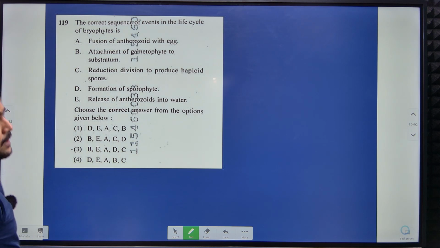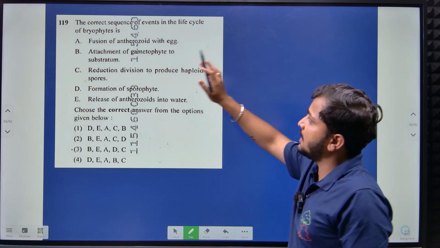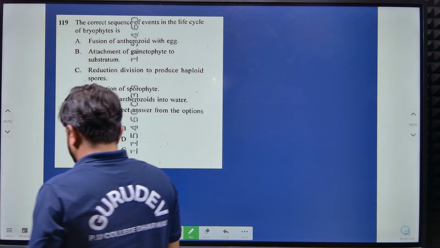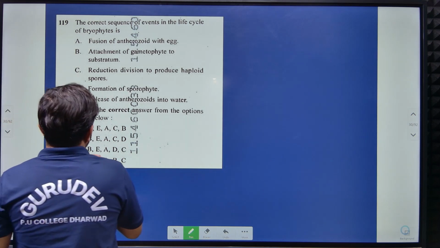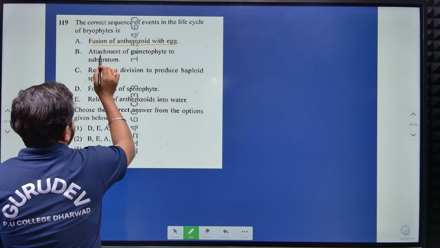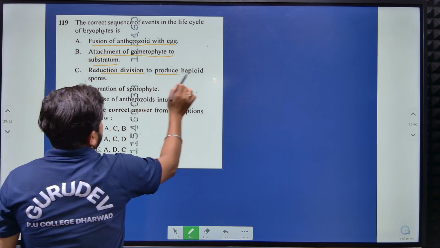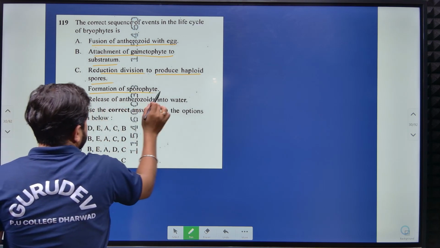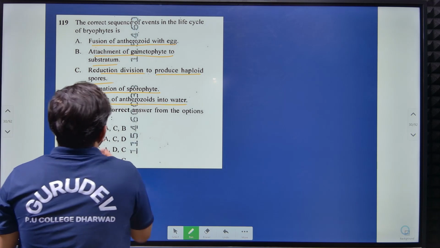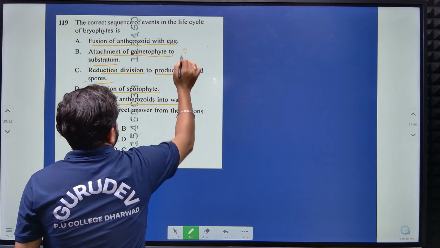Then moving on to the next question, that is the correct sequence of events in the life cycle of bryophyte, right? So the correct sequential events we have to find out. According to that, the options mention: fusion of antherozoids with egg, attachment of gametophyte to the substratum, then reduction division to produce haploid spores, formation of sporophyte, then release of antherozoids into the water. So first what will happen: attachment of gametophyte to the substratum, that is the first one, right?